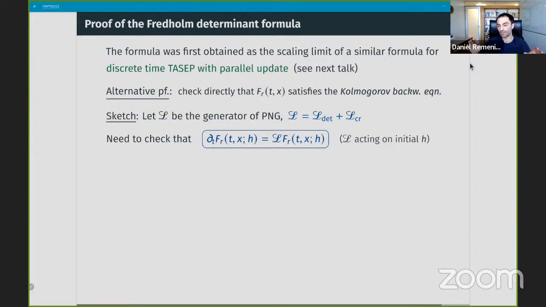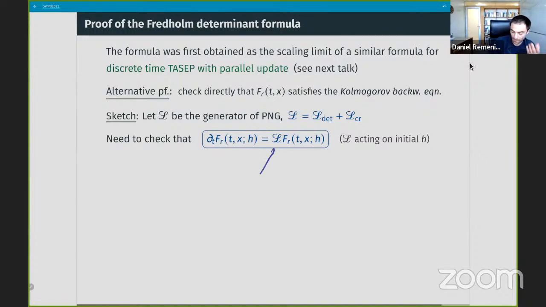If it satisfies the Kolmogorov backward equation, then of course I need some uniqueness, but I'll just show you that this satisfies the backward equations. So what I need to check is that if I compute the t derivative of f, so f is this distribution function, that is the same as applying the generator to f.